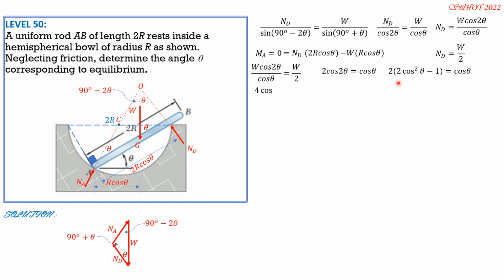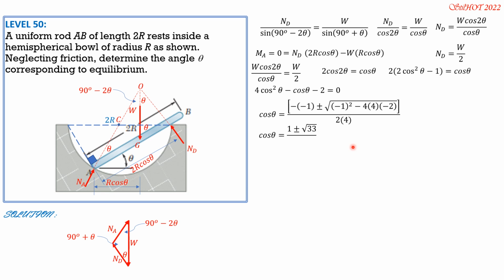So simplifying, we have 4 cosine square theta minus cosine theta minus 2 equals 0. So by quadratic formula, A is 4, B is negative 1, and C is negative 2. So cosine theta is negative of negative 1 plus or minus square root of negative 1 squared minus 4 times 4 times negative 2, all over 2 times 4. So cosine theta is 1 plus or minus square root of 33 over 8.